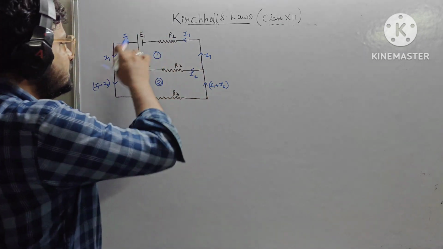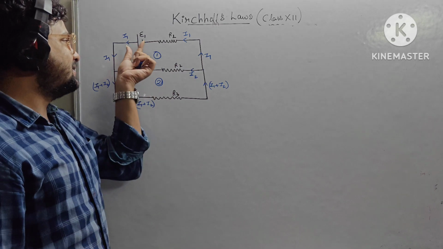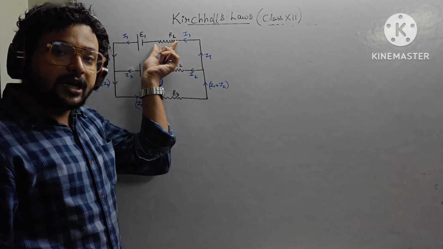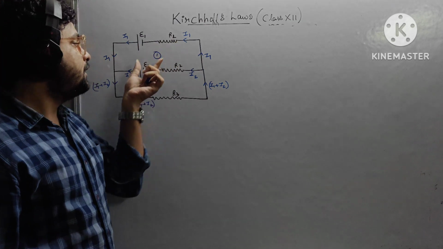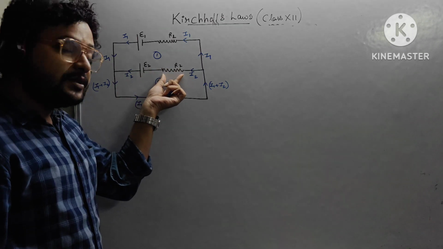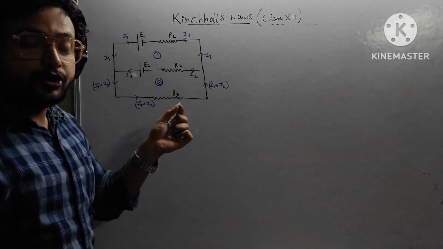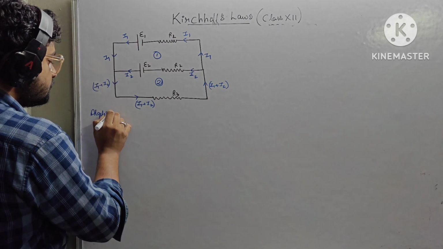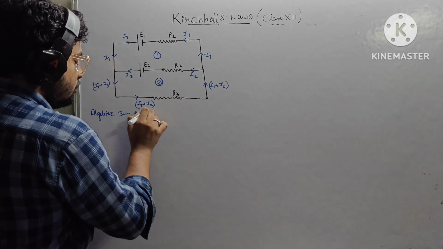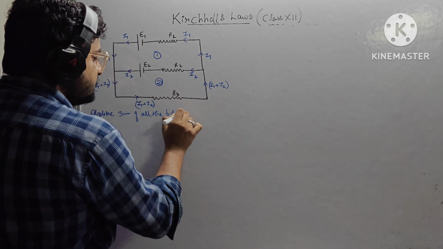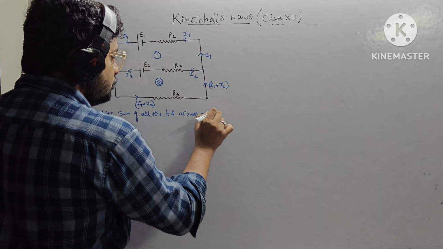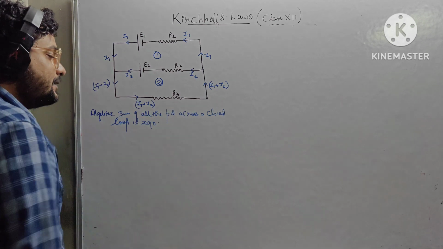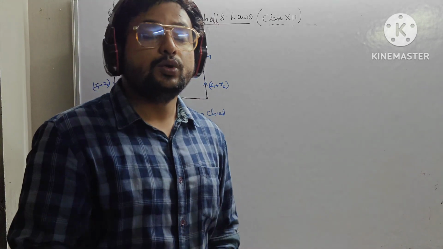Now you see, in this particular loop, over here there is a potential difference E1. Over here also there will be a potential difference. Now current I1 is flowing, resistance is R1. So what is the potential difference? I1 into R1. Here there is a potential difference. Here also there is a potential difference. Here also there is a potential difference. So Kirchhoff's law states that the algebraic sum of all the potential differences across a closed loop is zero. The algebraic sum of the potential difference across any closed loop is always zero.